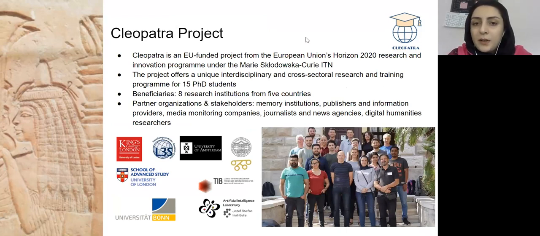Cleopatra is a revolutionary EU-funded project from the European Union's Horizon 2020. 15 PhD students here in this project work in different research institutions in 5 countries. You can see the logos of these institutions on the left and a nice picture of us on the right. I should mention that Cleopatra is connected to different partner organizations and stakeholders, such as libraries and digital humanities researchers.